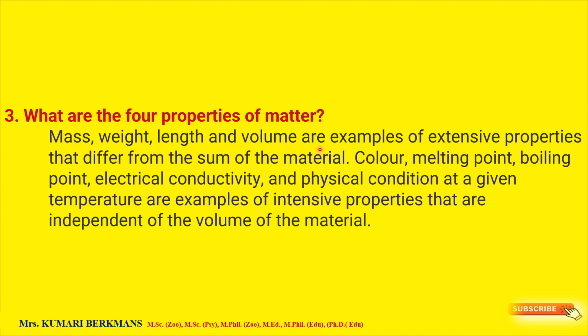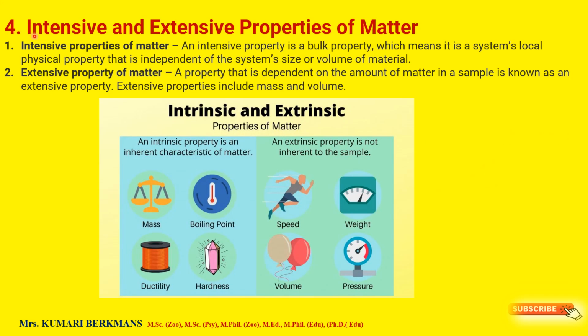Mass, weight, length and volume are examples of the extensive properties that differ with the amount of the material. Color, melting point, boiling point, electrical conductivity and physical condition at a given temperature are examples of intensive properties that are independent of the volume of the material. Intensive and extensive properties of matter. An intensive property is a bulk property, which means it's a system's local physical property, that is independent of the system's size or volume of material.